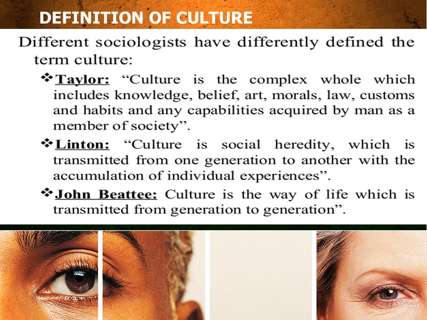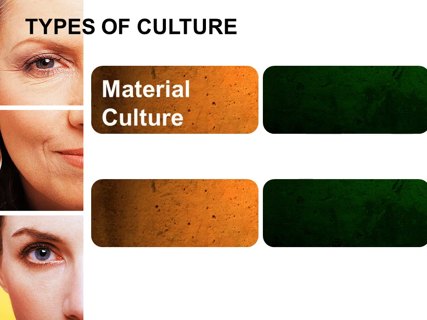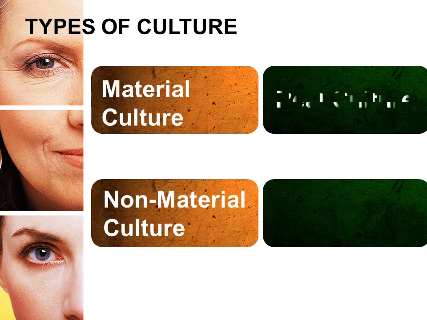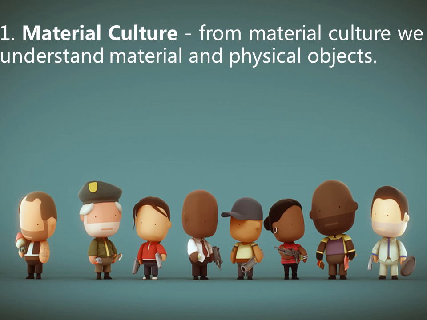Let's now proceed to the types of culture. We have here the material culture, non-material, real, and ideal. So first is the material culture. From the word itself, material, we are referring to physical objects. For instance, house, road, vehicles. These are the products of human efforts to control his environment and make his life comfortable and safe.